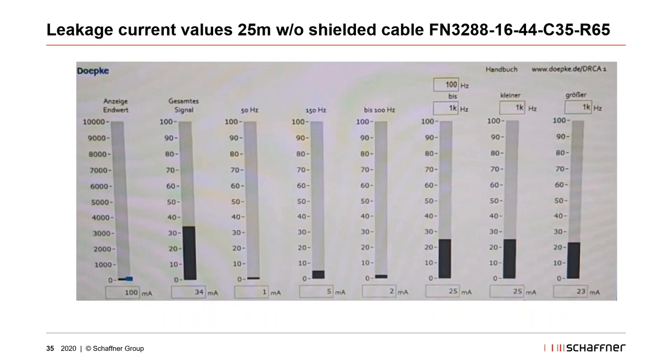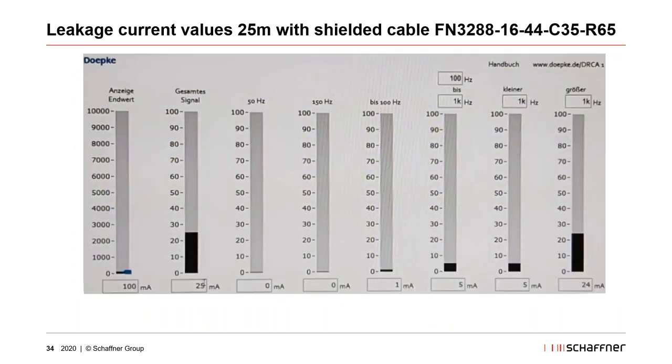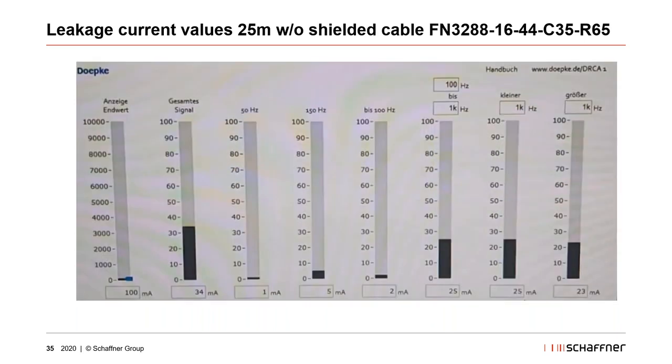Now what we see here is the measurement of a cable without shielding. So now it's connected, as I said before, it's only connected to the motor, not to the drive anymore. And you see directly that the leakage current is going up compared to the measurement before. So it's 10 milliamp up.